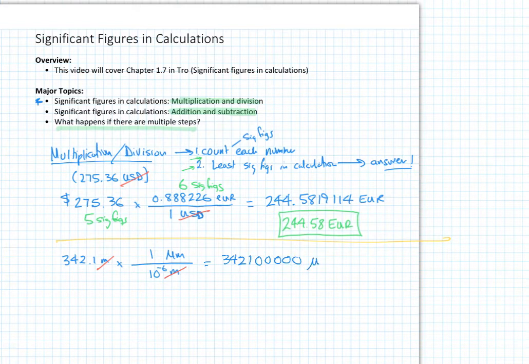3,421,000,000 micrometers. The other habit I want you getting used to is always write the unit down after you do a calculation. Always write the unit that's left, which is micrometers in this case. Now, if your calculator was set to scientific notation, this would not be the number you would get. But if you have it set to a fixed decimal, you'd get a crazy number like this.